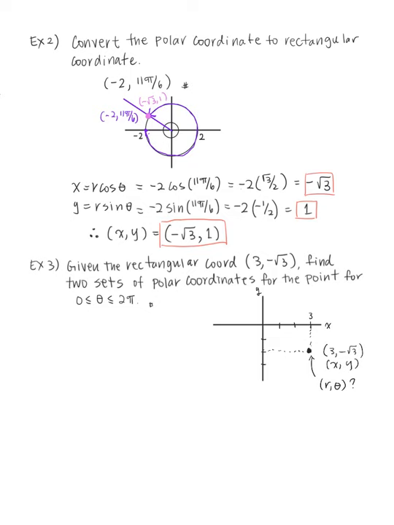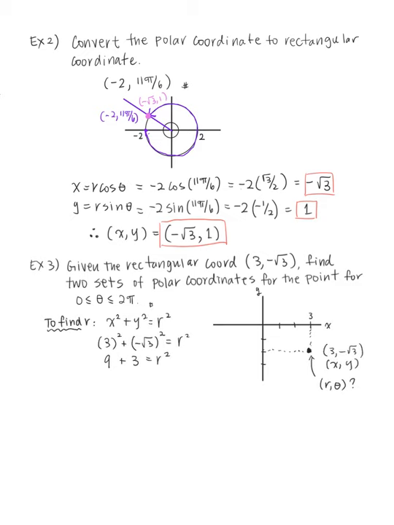So let's first try to find our r. Let me just write every step out. To find r, what we need to use is our Pythagorean theorem, which is x squared plus y squared equals r squared. Now I'm going to plug it in. Our x value is 3, so we get 3 squared plus our y, negative square root of 3, squared, equals r squared. So we get 9 plus 3 equals r squared.